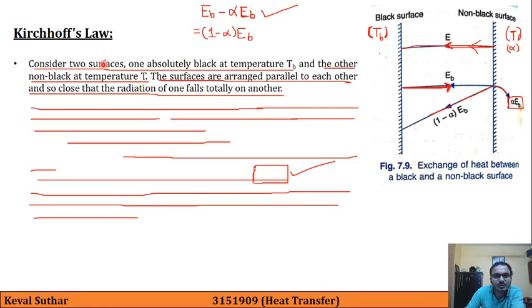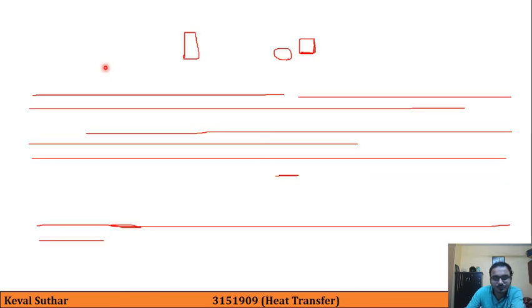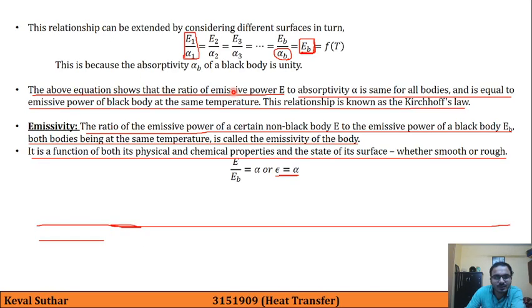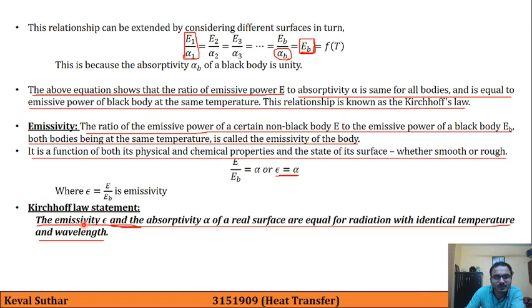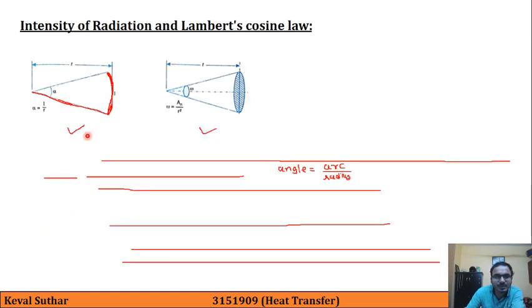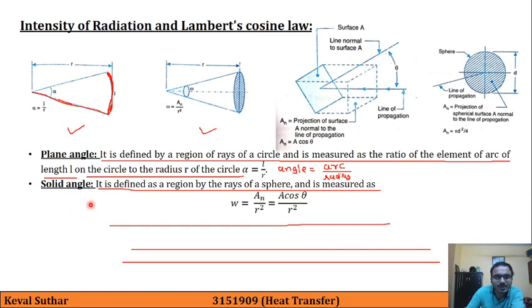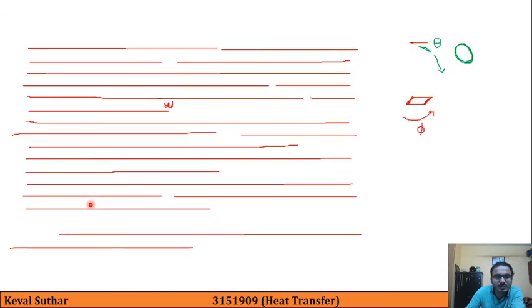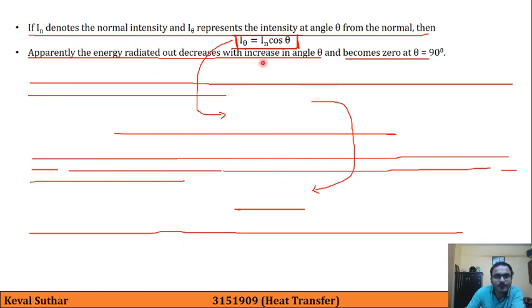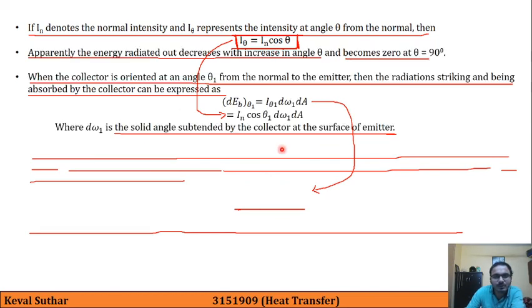The next was Kirchhoff's law. Here Kirchhoff's law says emissivity and absorptivity of a real surface are equal for radiation with identical temperature and wavelength. Next we studied plane angles and solid angle, and we also studied Lambert's cosine law, where the formula is I theta equal to In cos theta, and we also generalized the radiant energy formula.